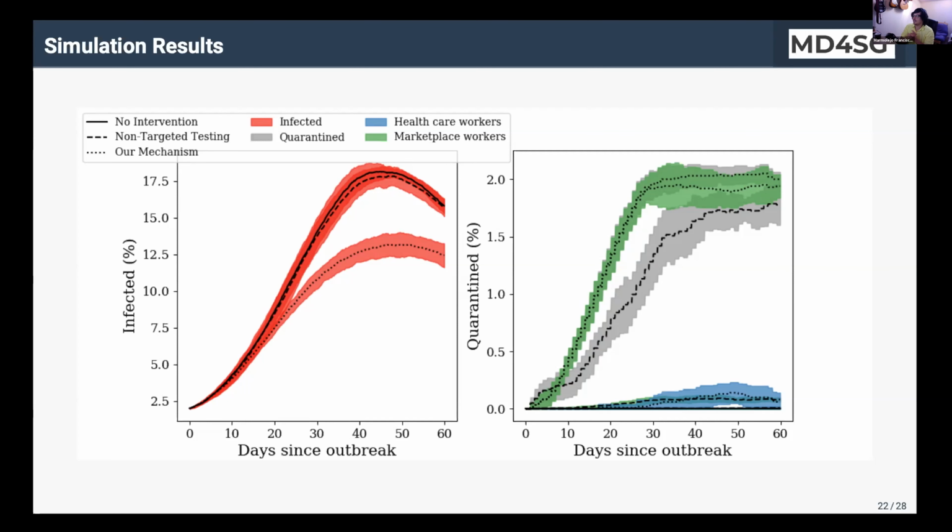On the right-hand side, we look at the breakdown of those who have been isolated. The key thing to notice here is that, first of all, there are fewer individuals in isolation in the methodology that we propose. And not just that, the breakdown of those that are isolated is important. The blue line here are the healthcare workers that are isolated. There's a massive reduction in the healthcare workers that are isolated, given the targeted approach of making sure that they have smaller group sizes in the optimization problem.